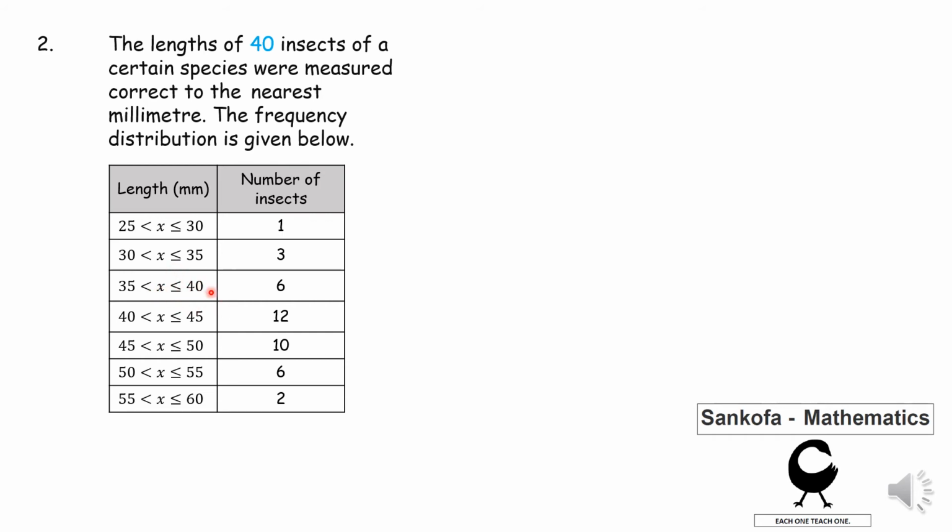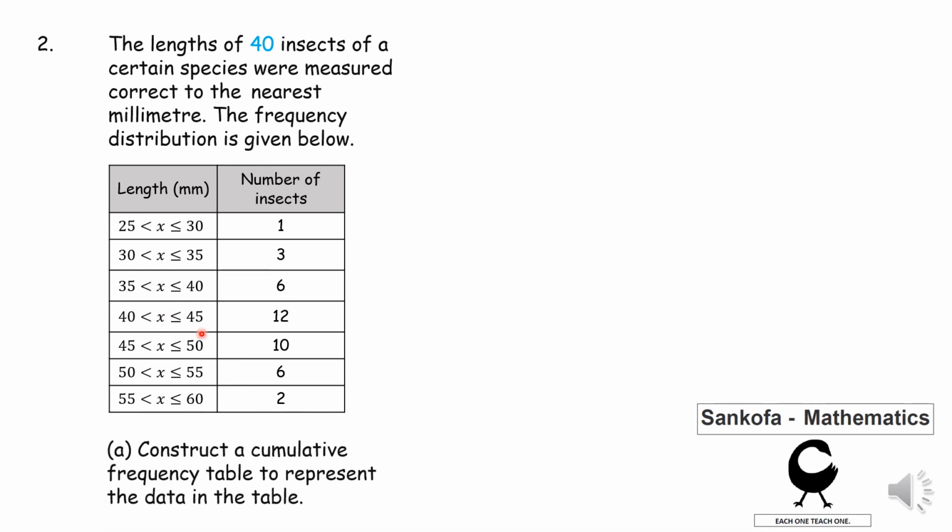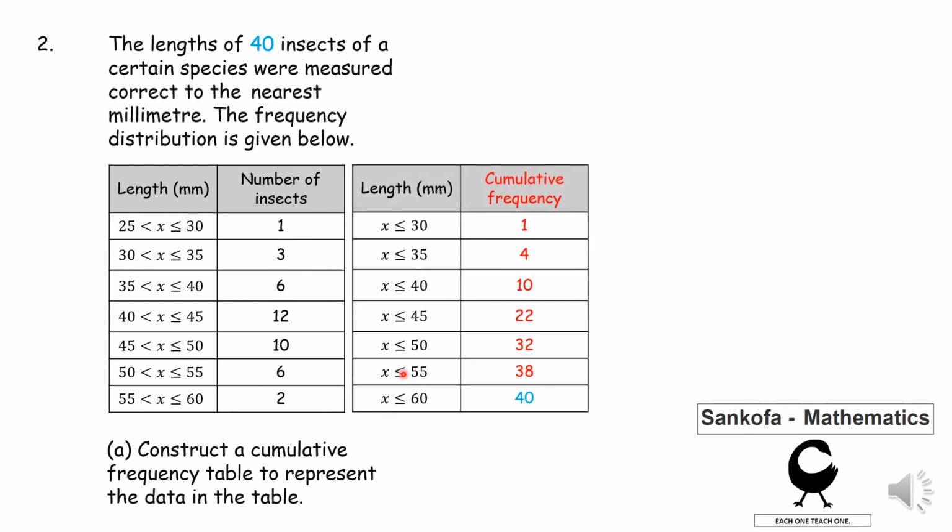So for the length of the insects here, the 6 of them, their measured length is less than or equal to 40 centimeters, but they are bigger than 35 millimeters. Excuse me. All right, so now we're supposed to construct a cumulative frequency table, so we have to add the frequencies as we go along again. So this is what I do, and this is how my interval now looks.